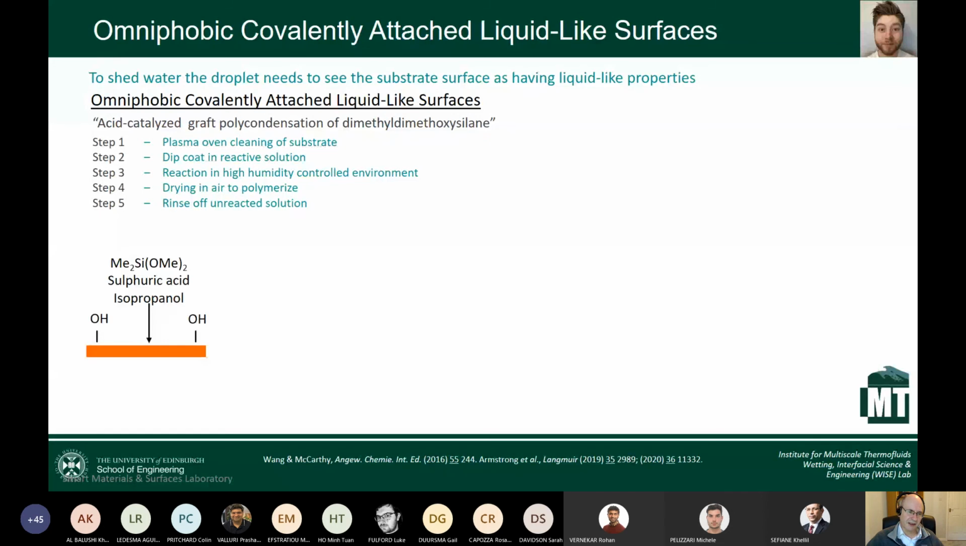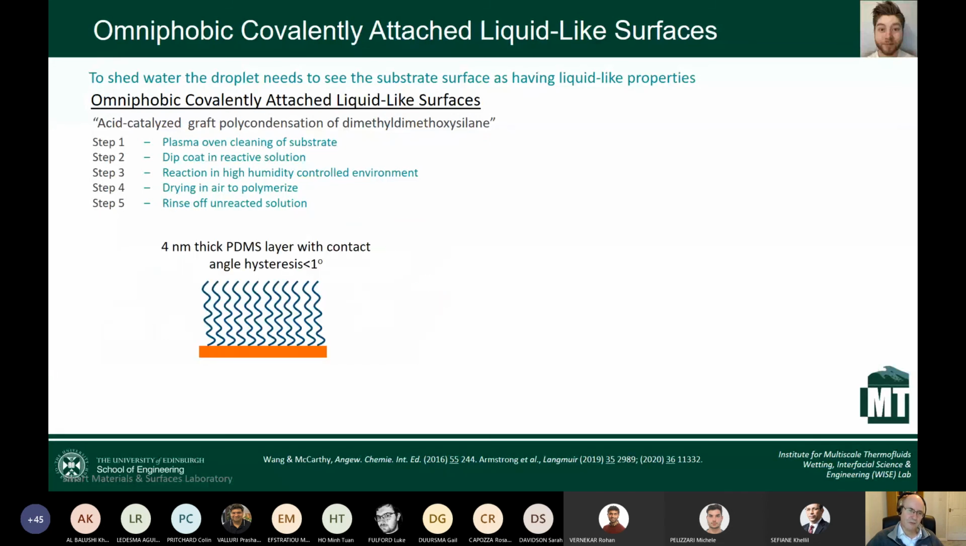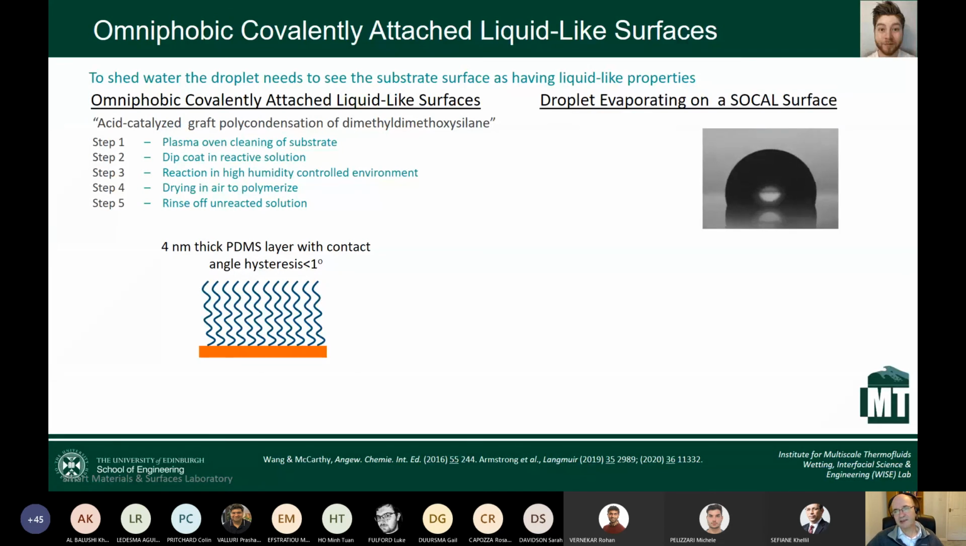And we go through something that the chemists have come up with, and we make some chains which are about 4 nanometers long. They're packed, they're tethered at the bottom end where the solid is, but the top ends are very free, they're very mobile. And when you put a droplet on this surface, it moves very easily. You can see how easily this is, a droplet of water evaporating on one of these surfaces.